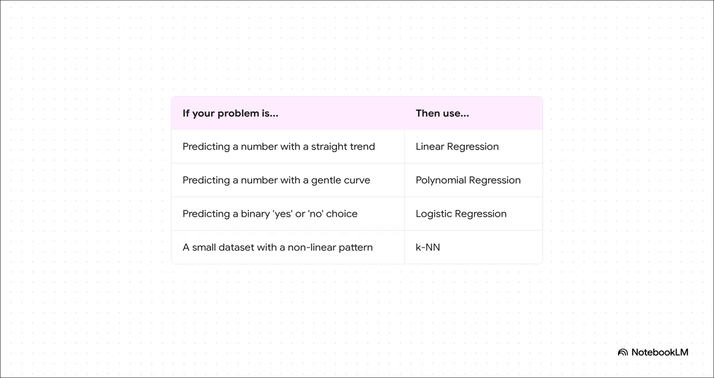If your problem is predicting a number, and the data looks like it follows a straight line, grab linear regression. Simple. If it's still a number, but you see a curve, give polynomial regression a shot. Need to predict a simple yes or no? Logistic regression is your best friend. And finally, if you're working with a smaller set of data and the pattern looks kind of complex and definitely not a straight line, KNN is a fantastic first thing to try.